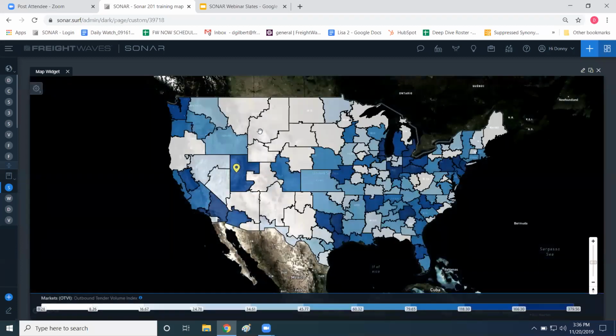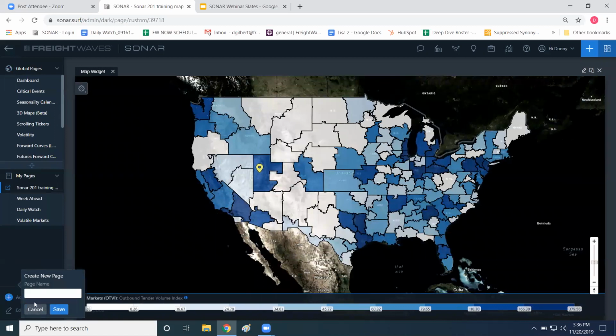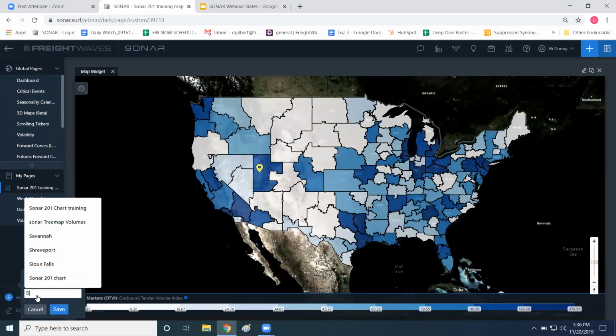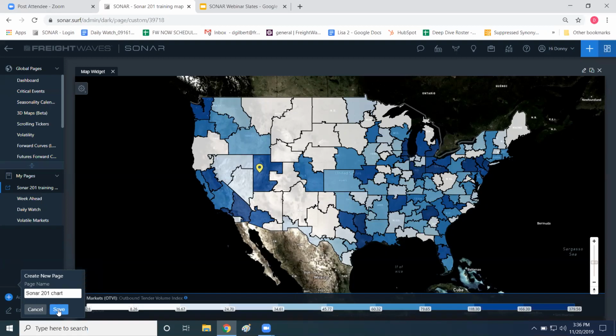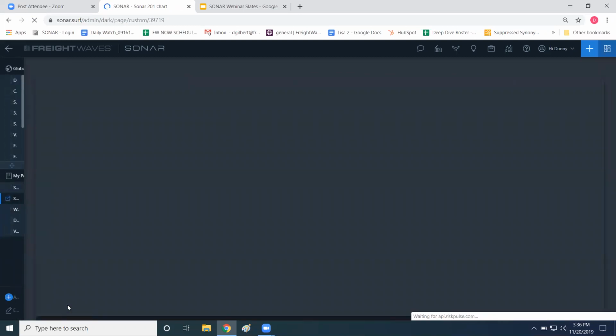Next, I want to bring up and build a chart. So I'm going to go back and I'm going to add a page. Let's open this up here where I can add a page. I'm going to put SONAR 201 chart. And I want to look at all this information under a chart because this is actually where I get a lot of value out of SONAR, is really being able to break these pages down or break these markets down in a chart.